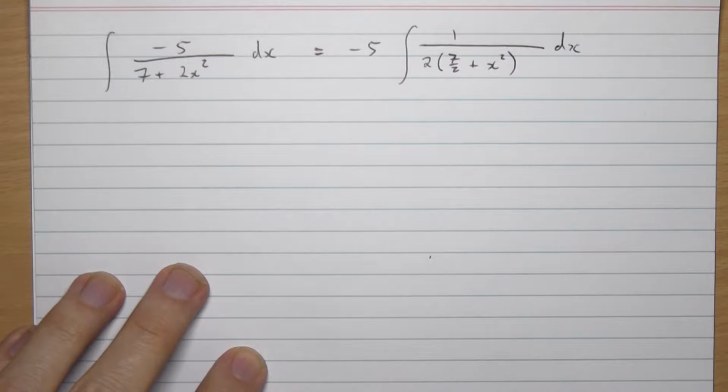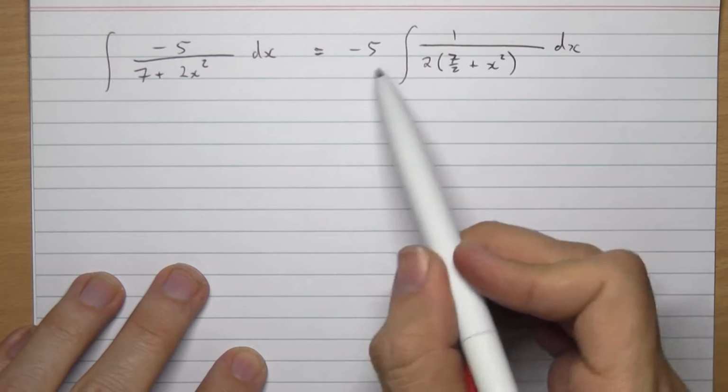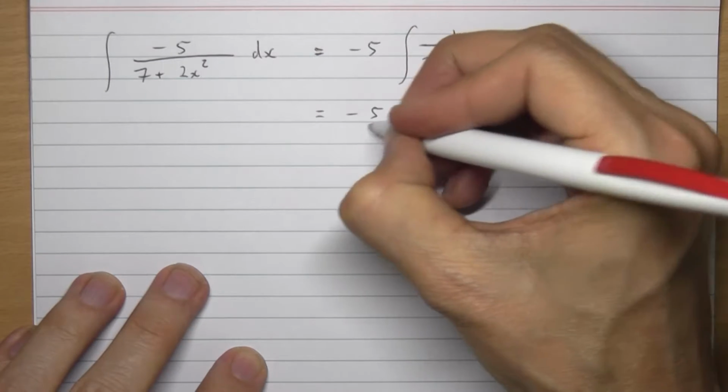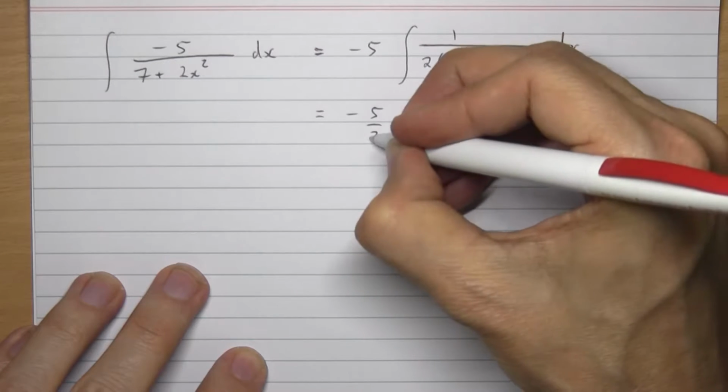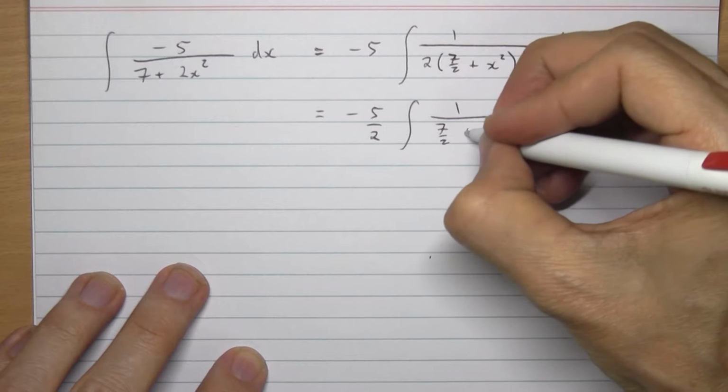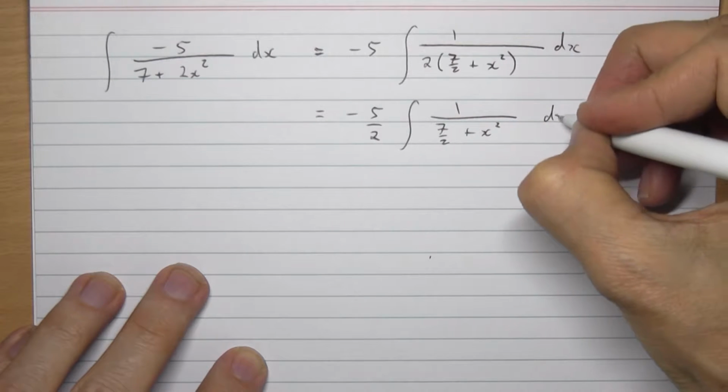Now I don't mind actually if you get to the point where you can take that 2 straight out the front, skip this first step and just go minus 5 on 2 times the integral of 1 over 7 on 2 plus x squared dx.